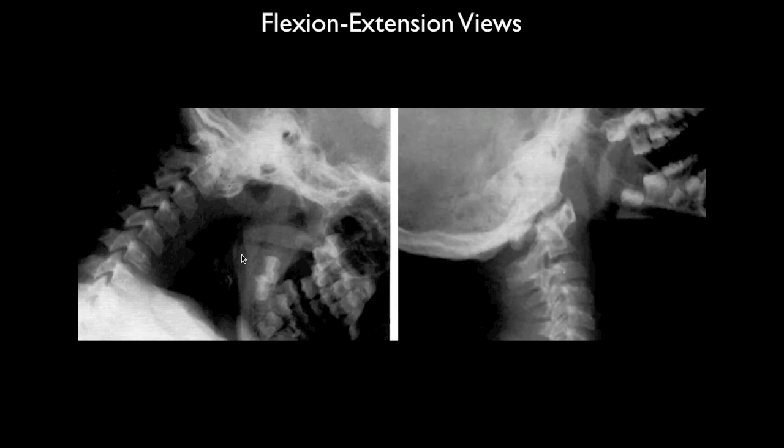Okay, flexion extension views. There's a whole debate about whether or not these are of any use. They're probably not of any use. Where I was doing the initial part of my training, we certainly used them occasionally. What on earth are we looking for in a flexion extension view? Why are we moving these people's potentially unstable necks about?